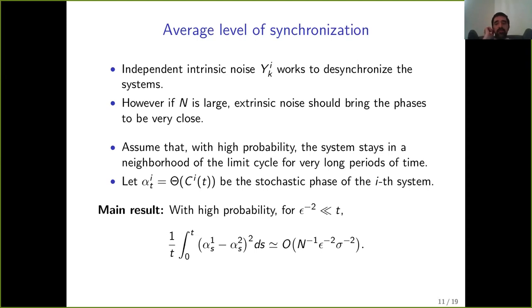Then, under certain technical conditions, and assuming that the probability of the system states being close to the limit cycle is high, which is reasonable but not totally obvious because remember that we still have the extrinsic noise, and the sigma amplitude is pushing the stochastic trajectory out of the limit cycle. The main result we are exploring is that with high probability, for long times, the average synchronization is approximately of this order. It's inversely proportional to the number of particles, and inversely proportional to the square of the frequency and the amplitude of the noise.